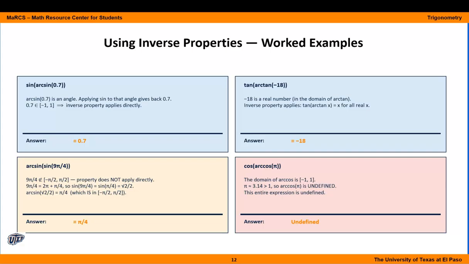Let's apply these ideas. The sine of arc sine of 0.7 is just 0.7. The property applies directly. Arctan of tan of negative 18 is negative 18. But arc sine of sine of 9 pi over 4 requires some extra work. We rewrite 9 pi over 4 as pi over 4, then evaluate. Always simplify the inside first if needed.